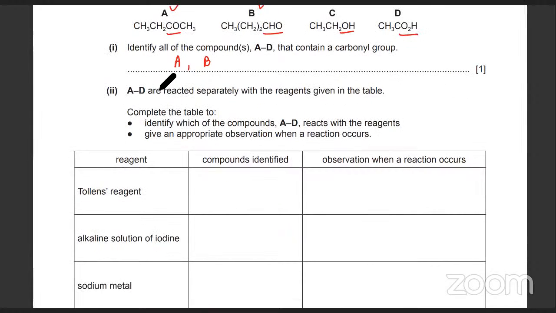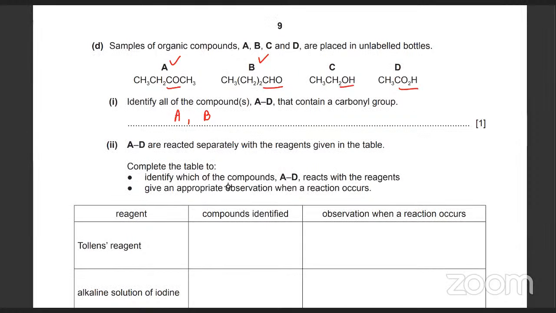फिर क्या है कि A and D are reacted separately with reagents given in the table. Identify which of the compounds A to D react with the reagents given, and the appropriate observation when a reaction occurs. So all of them are reacting. Okay? So the first one is Tollens. Remember, aldehydes are the ones that get oxidized by Tollens. So it's going to be B. The observation is going to be that Tollens gives you a black precipitate and a silver mirror is formed over the solution.